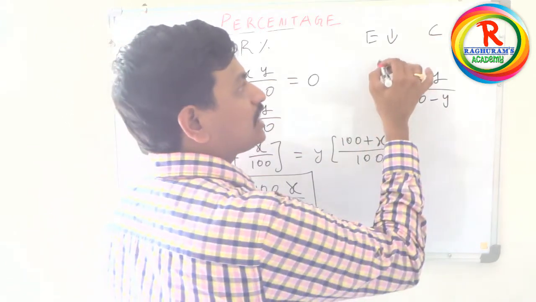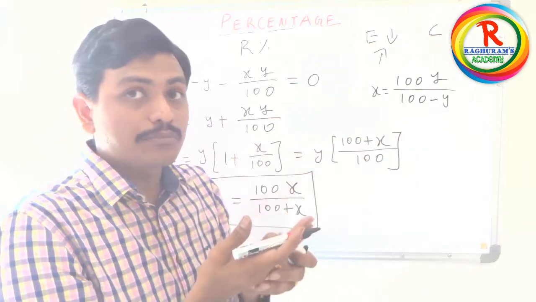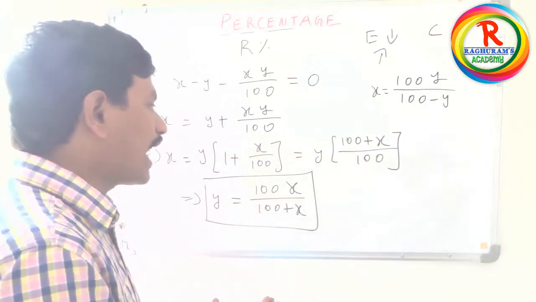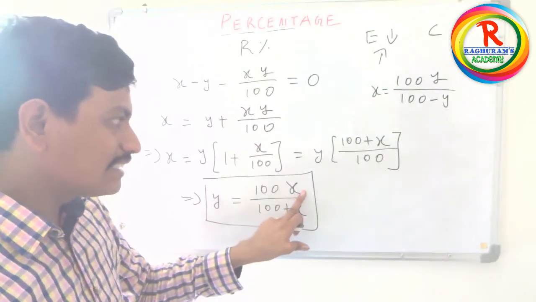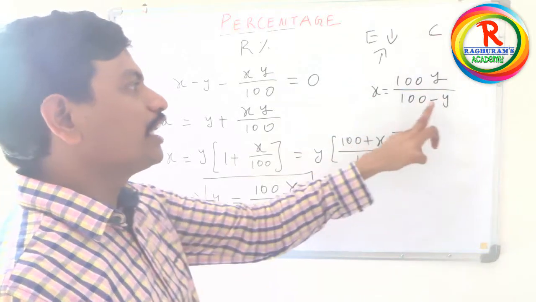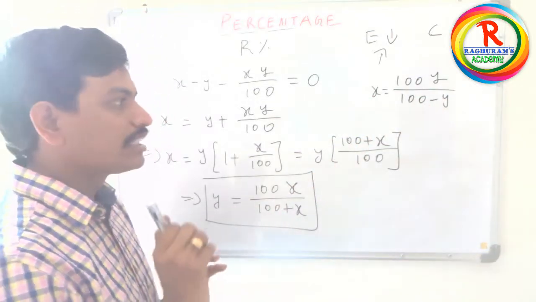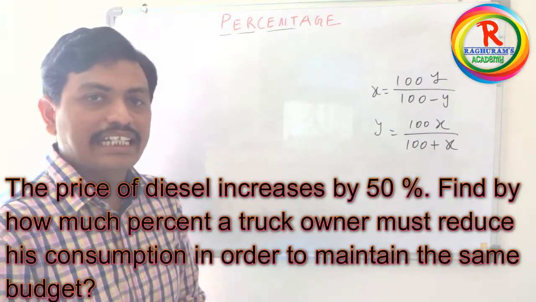Suppose expenditure is increased, we have to reduce our consumption. What percentage of consumption do we need to reduce so as to make the savings the same? So what is given? Increase is given. We need to find decrease. So remember these two formulas for this type of problems. Let us see the problems on this increase and decrease.